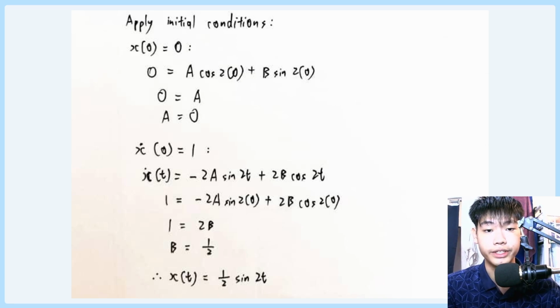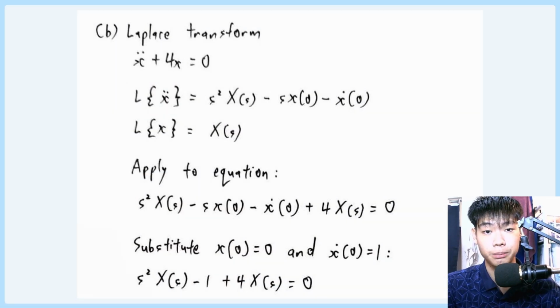Now we will differentiate our x(t) and we will get x single dot (t) equal to negative 2a sin 2t plus 2b cos 2t. By applying the condition of x single dot (0) is equal to 1 into the equation, we will get b is equal to 1 over 2. Finally, we will get our answer, x(t) is equal to 1 over 2 sin 2t. Next, we will solve the question by using Laplace transform.